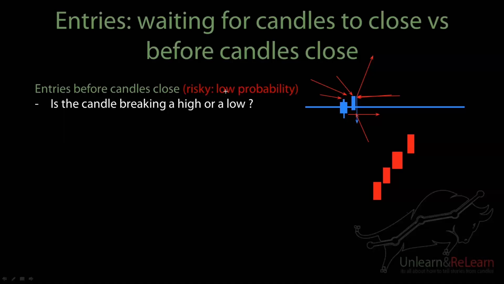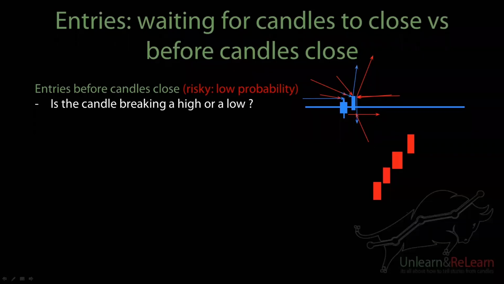I think the probability of success in this scenario is going to be 60%. There's still a probability of success, but it's not too high. It's low because it's risky. You're basically anticipating that once the candle breaks the high, the next candle will continue moving bullish. So that's why it becomes risky.